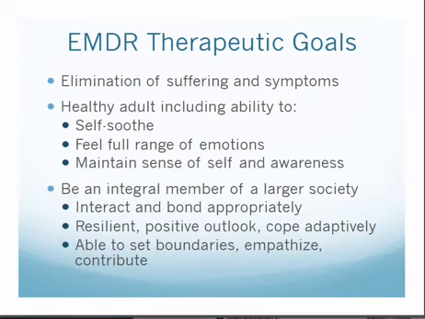for is to have a healthy adult that includes the ability to self-soothe, feel a full range of emotions, and be able to maintain a sense of self and awareness, and a larger sense of being an integral member of a larger society, interact and bond appropriately, sense of resilience, positive outlook, able to set boundaries, empathize. All the things that we would be looking for in a healthy adult is what we're looking for through the processing of the memories, the triggers, and again, what is needed for the future.